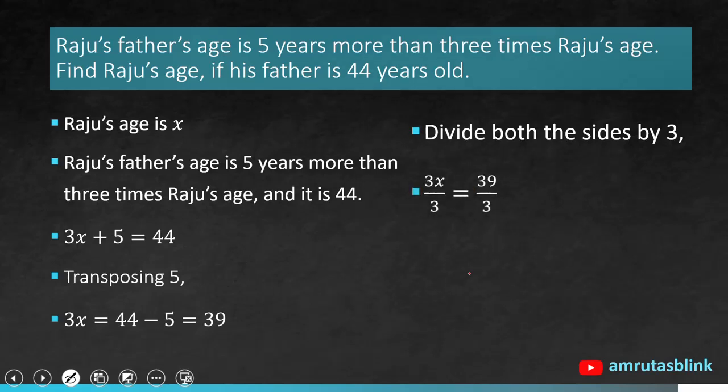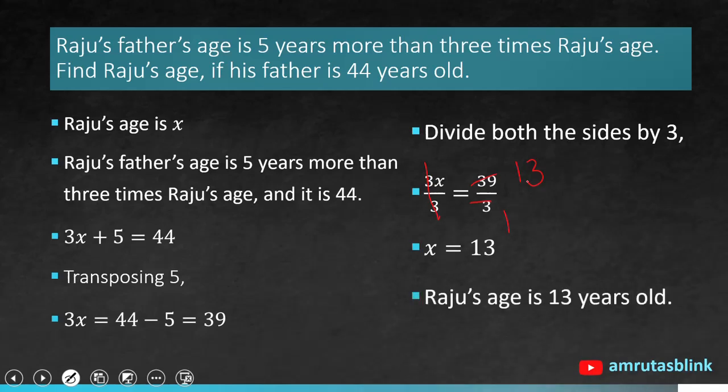3x upon 3 is equal to 39 upon 3. 3 and 3 cancel. 3 1s are 3 and 3 13s are 39. x is equal to 13. Now what is x? x is Raju's age. Hence we can say Raju's age is 13 years old.